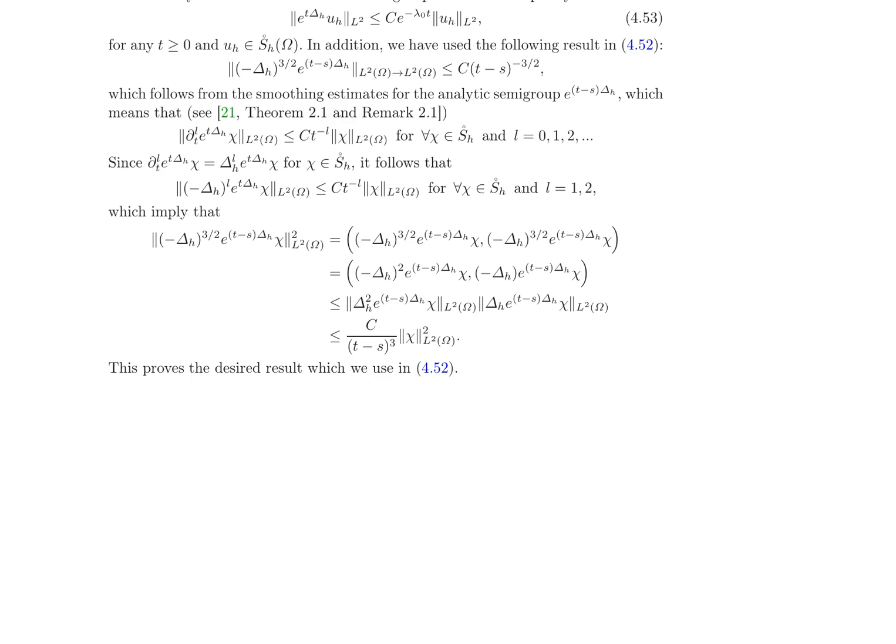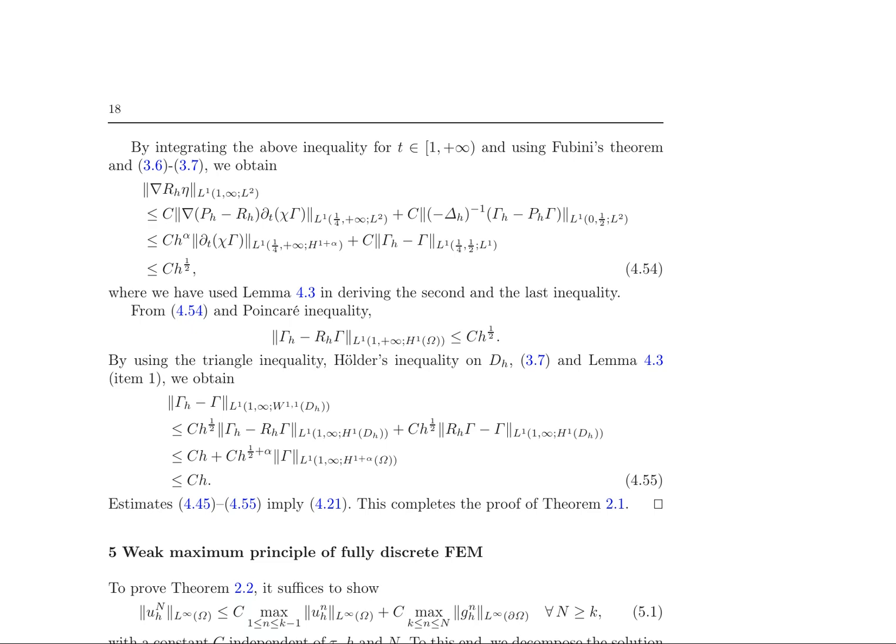This estimate relies on the exponential decay estimate for the discrete semigroup, provided in equation 4.53, and a smoothing estimate for the analytic semigroup e^{Δ_h t}. The significance of this estimate lies in its crucial role in the analysis of the discrete time problem, providing a fundamental component in the overall solution framework. The proof of theorem 2.1 is completed by establishing estimates 4.45 to 4.55, which imply 4.21.